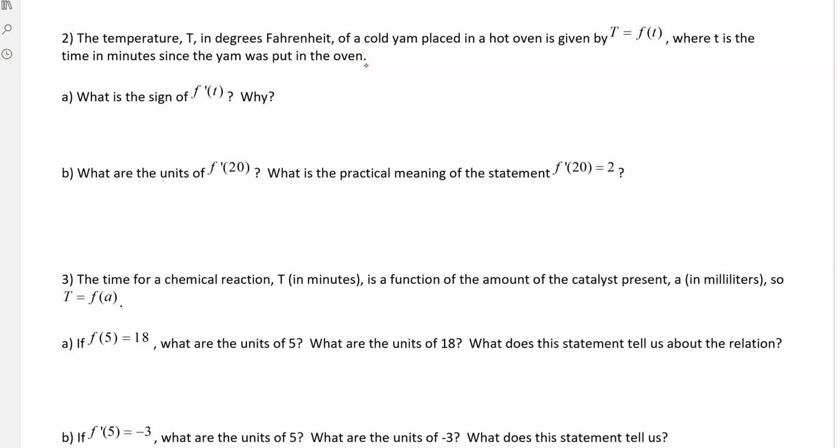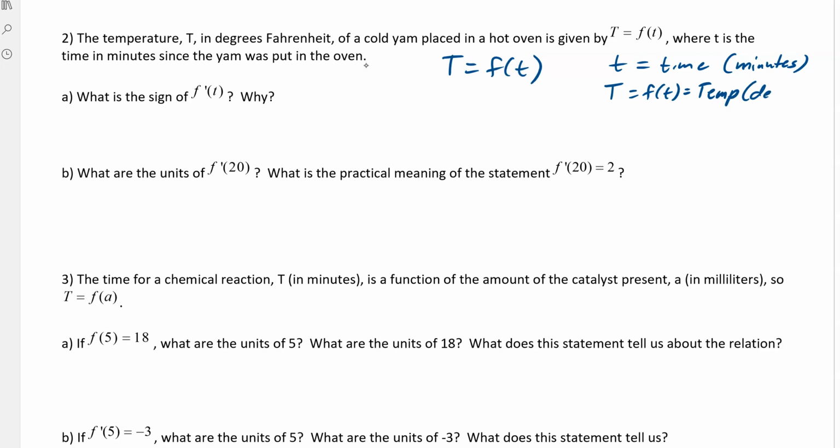With all word problems, you want to write out the function, and then you want to tell everyone what everything is. So T is time. And then you want to put its units. The units are very important because we're going to need them in our answers. And our capital T, which is F of T, is our temperature, and that's in degrees Fahrenheit.